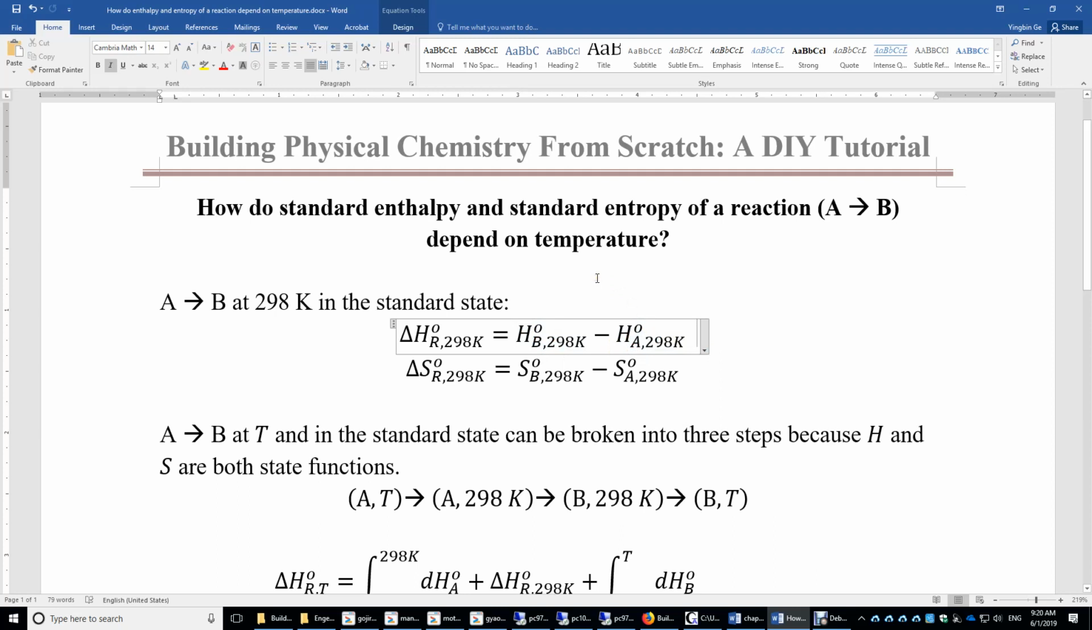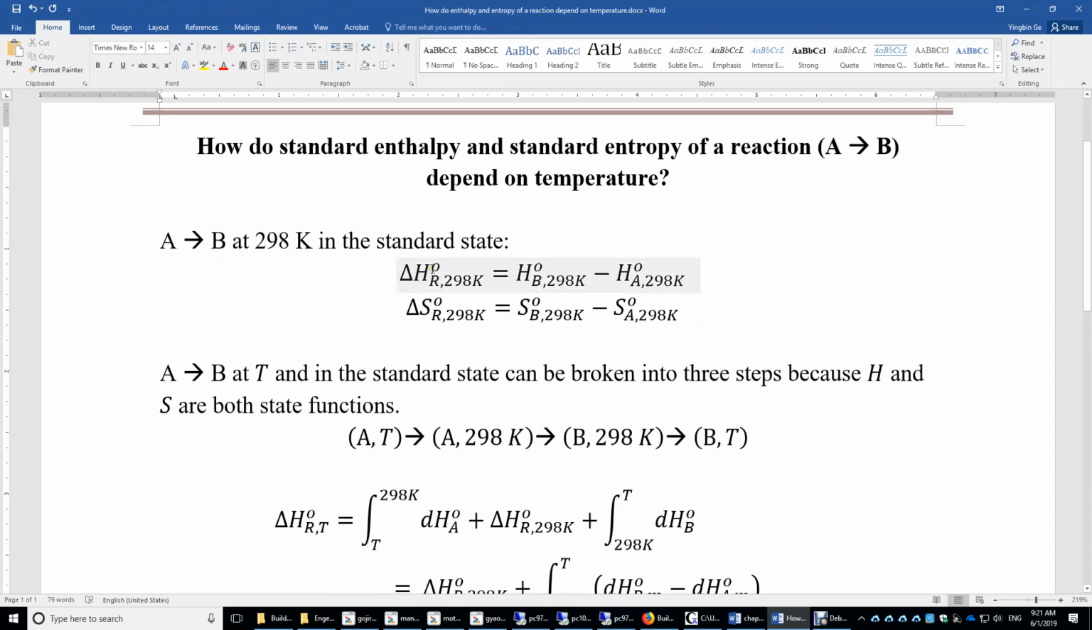And if we use pure elements as the zero reference, this can be replaced with the enthalpy of formation of B. This can be replaced with the enthalpy of formation of A. And we have a similar equation for entropy. And usually we can look up these two values, the standard enthalpy and entropy of the reaction at room temperature, from the CRC handbook or the NIST website.